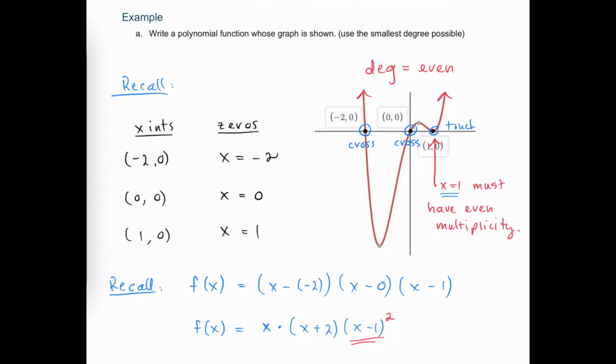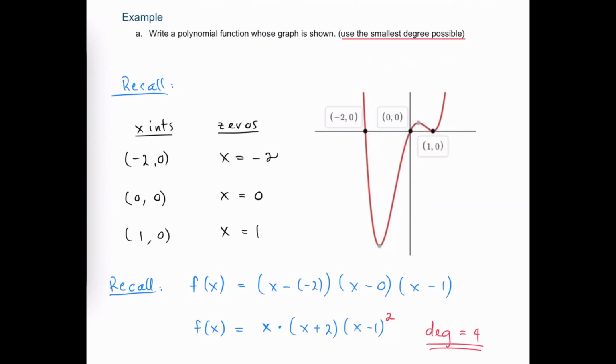Now the directions said to use the smallest degree possible, so we're going to choose the even number 2 as opposed to 4 or 6. This will keep the degree of the polynomial as small as possible. And now we have a degree 4 polynomial with a positive leading coefficient, which tells us that the end behavior would be up. So this will be our answer for part A.